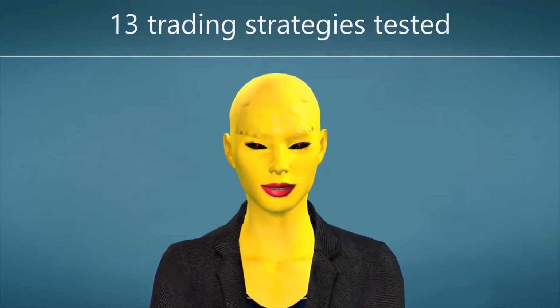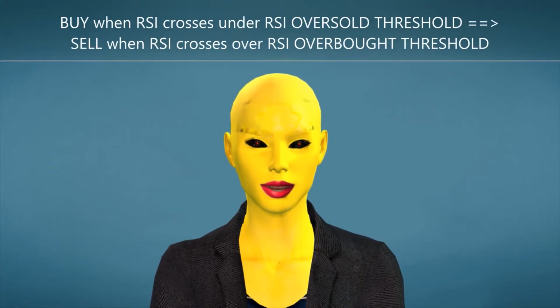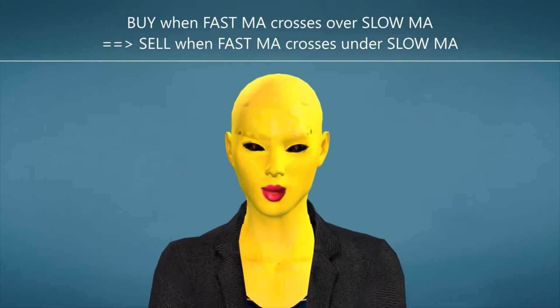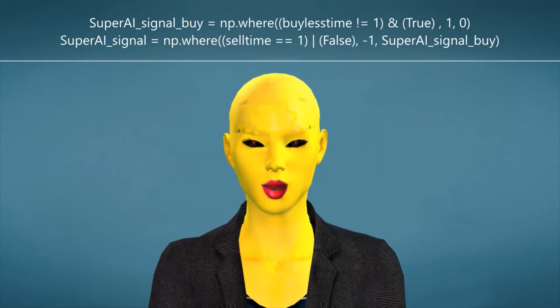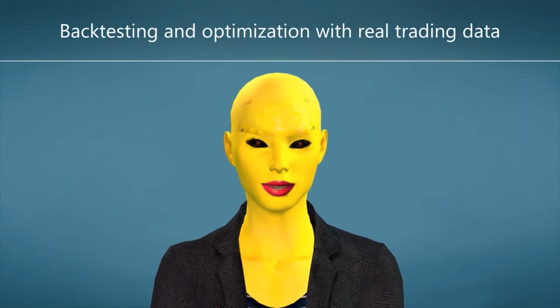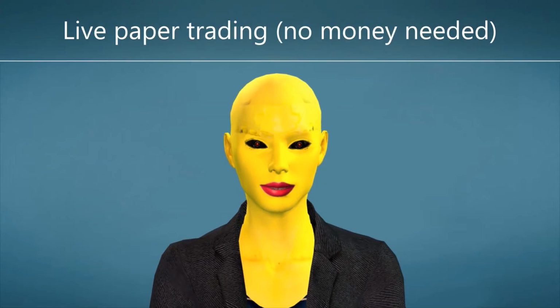Among them are some of the most commonly used strategies, like testing if RSI crosses over oversold or overbought thresholds, if fast moving average crosses over slow moving average, etc. And you'll learn how you could improve them, or create your own, with just a few simple changes to the code. You will learn how to backtest and optimize the strategy with real trading data from last day, week, year, and how to do live paper trading.